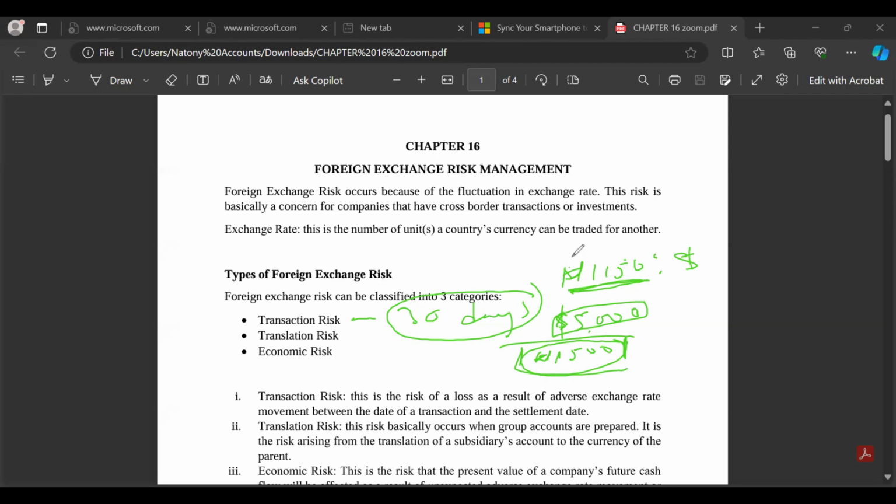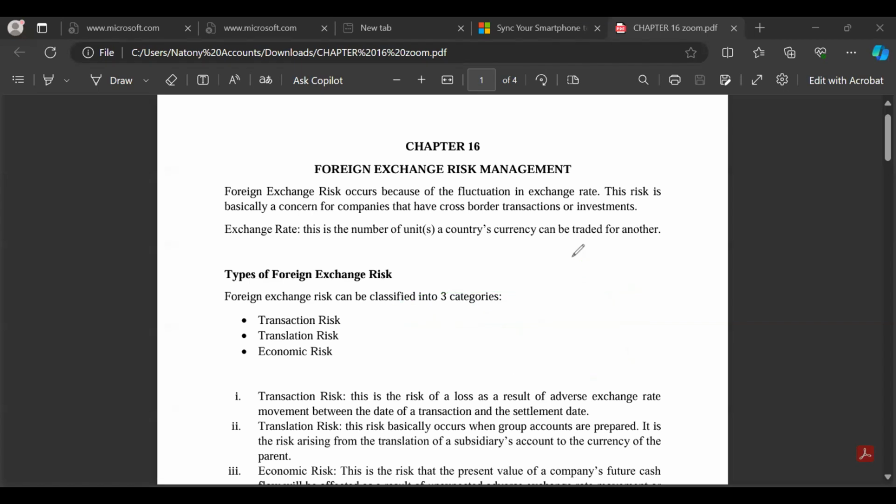So for a payable, it is the risk that the company will need more naira to make that payment. If it was a receivable, the company will be afraid that the value of the $5,000 will drop. If the dollar depreciates against the naira, the company will be losing money. So that is the transaction risk. It is the risk that occurs as a result of cross-border transactions.